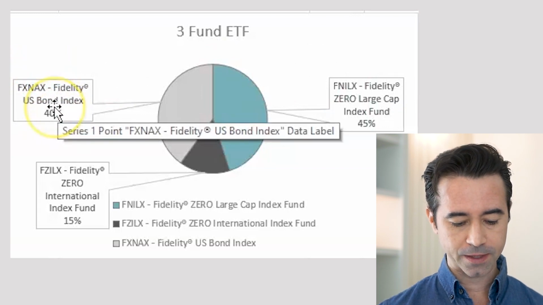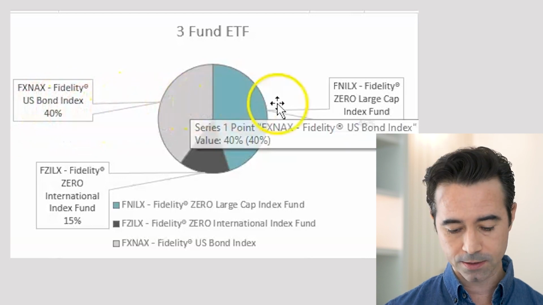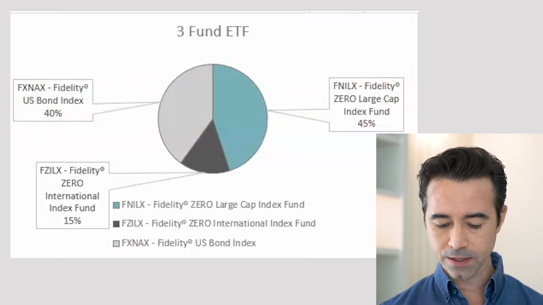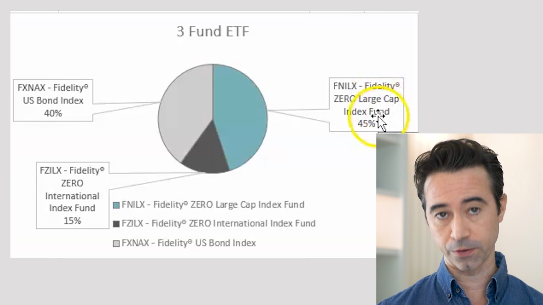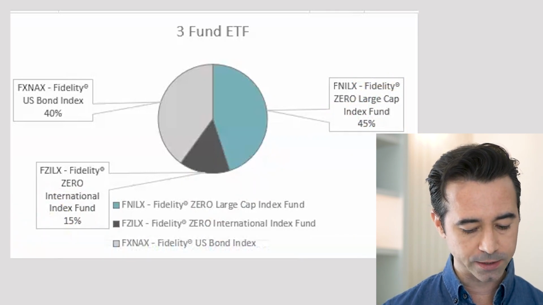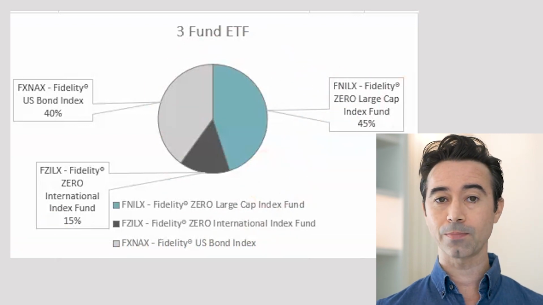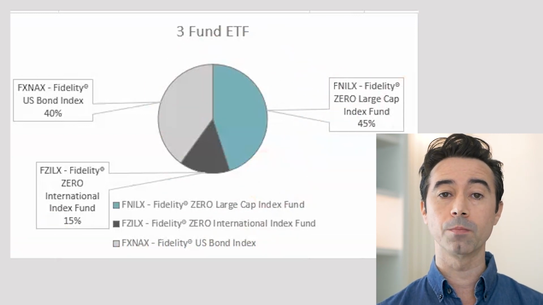So the FXNAX, Fidelity US Bond Index Fund, is 40%. The FNILX, the Fidelity Zero Large Cap Index Fund, is 45%. And FZILX, the Fidelity Zero International Index Fund, is 15%. And these are the different allocations. That's the pie chart. So that's what it would look like if you were moderate.